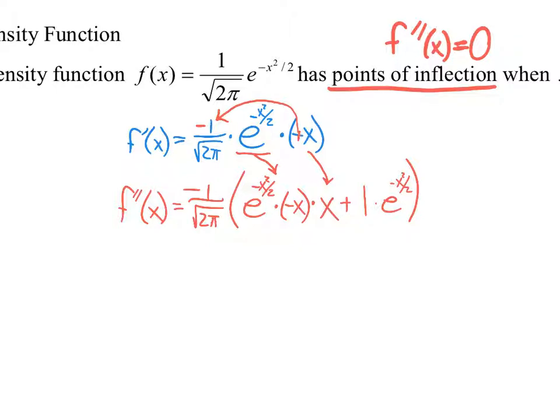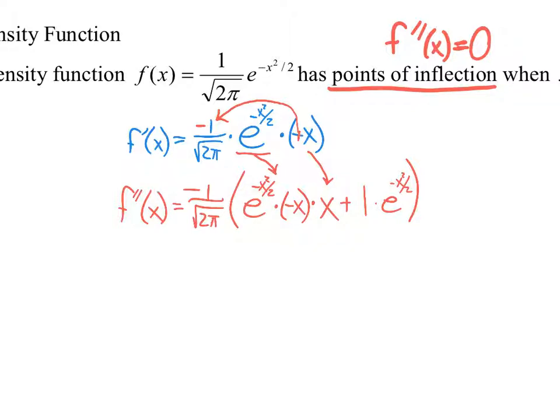Why do we times x instead of negative x? I took this negative here, made that a positive, and pulled the negative out to be with the constant, just so I didn't have to mess with it. It wouldn't make any difference in your final answer. And now we set that all equal to 0.